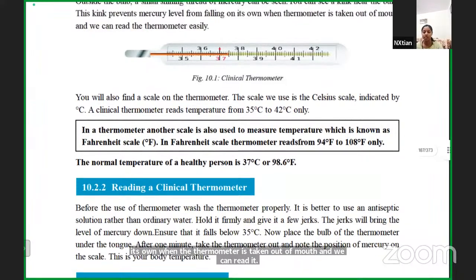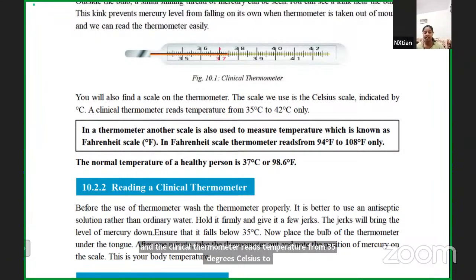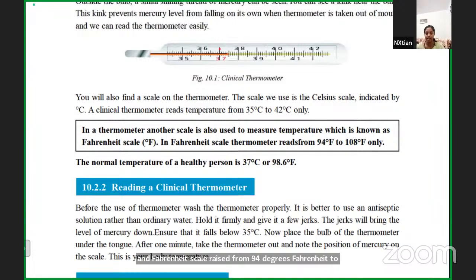And there is a scale on the thermometer with which we can measure the actual temperature. We use the Celsius scale indicated by degrees C, and the clinical thermometer reads temperature from 35 degrees Celsius to 42 degrees Celsius. Some thermometers have the Fahrenheit scale, that is degree F, which reads from 94 degrees Fahrenheit to 108 degrees Fahrenheit.